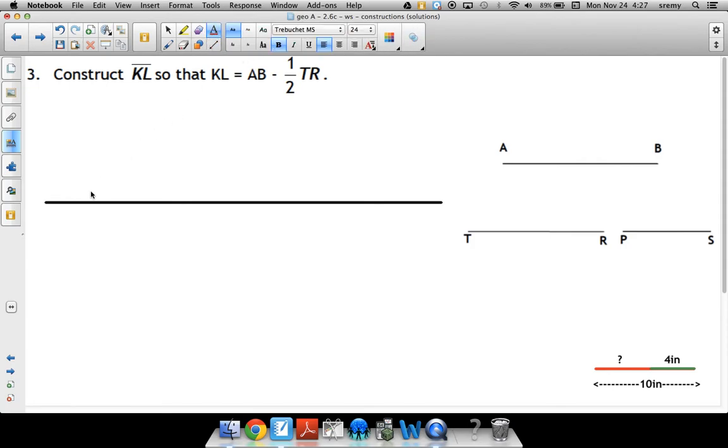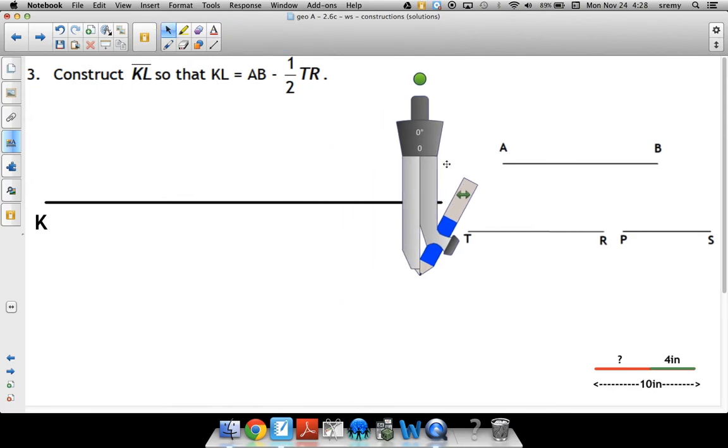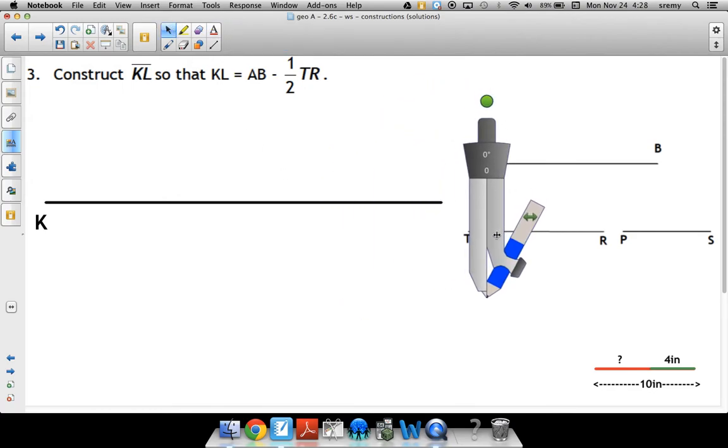And we're going to create KL. So we're going to start at K and go to L. So let's say K is there. We're going to make AB. Okay, so let's see how big AB is.